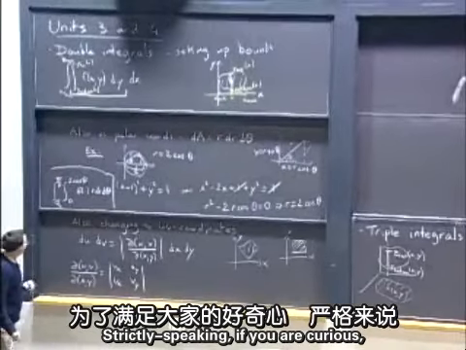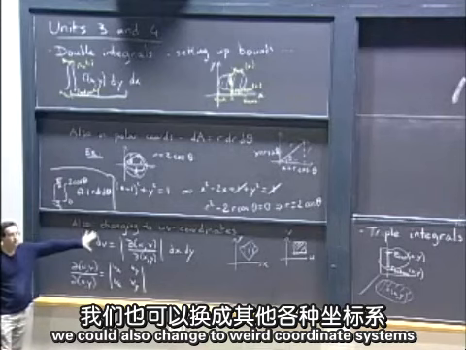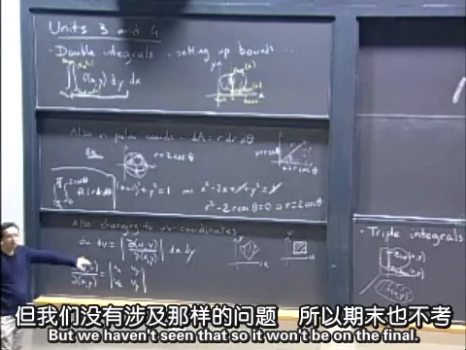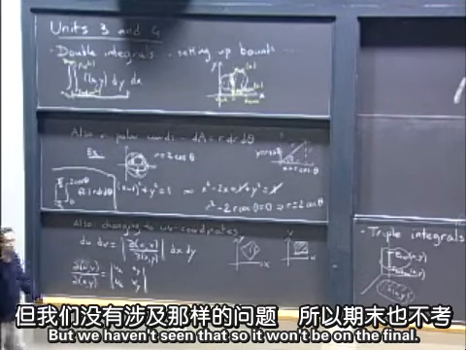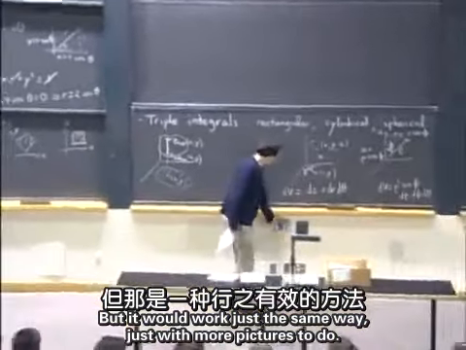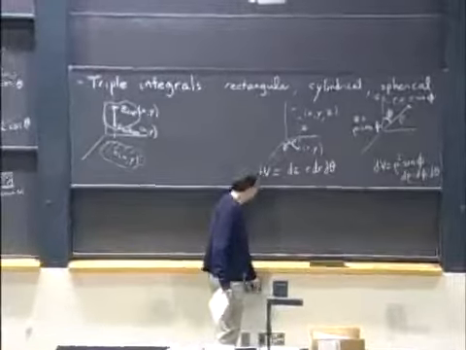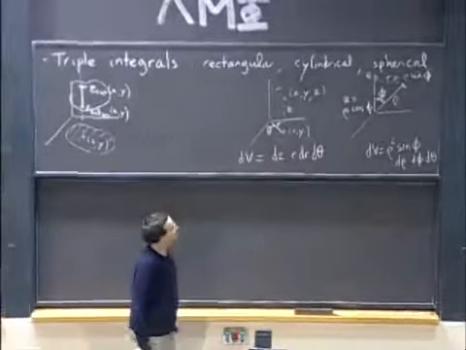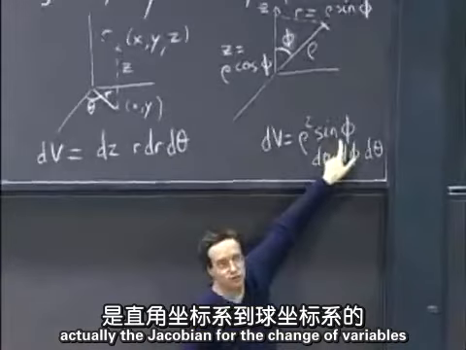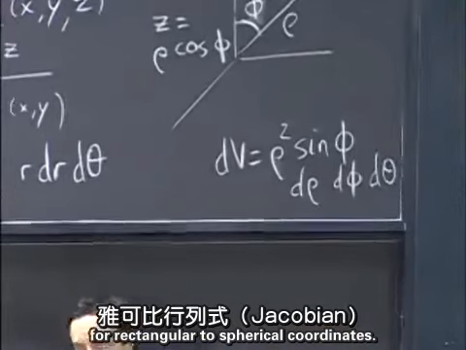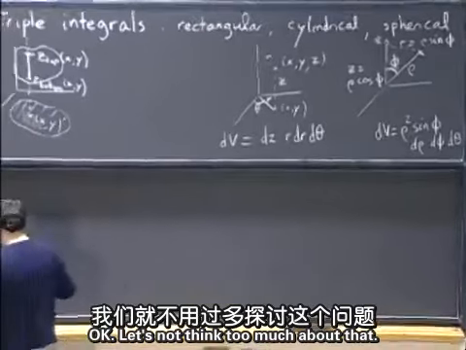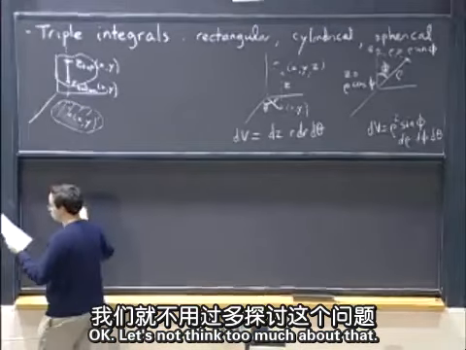Strictly speaking, if you're curious, we could also change to weird coordinate systems using Jacobians with three variables at the same time. But we haven't seen that, so it won't be on the final. But it would work just the same way, just with more pictures to draw. And in fact, I just wanted to say, this rho squared sine phi is actually the Jacobian for the change of variables from rectangular to spherical coordinates. Okay, let's not think too much about that.